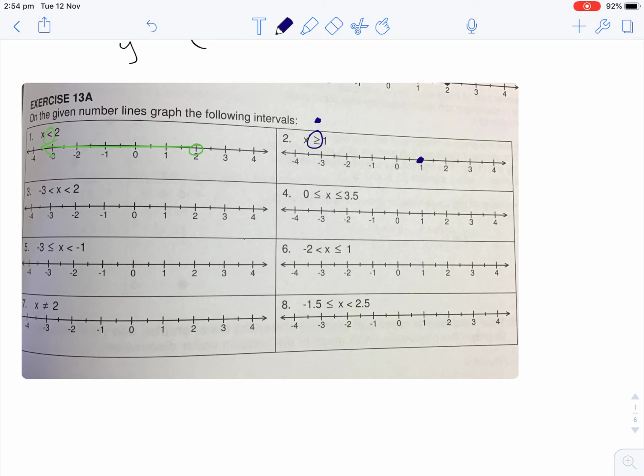So I'd use the closed symbol there. And then x is going to be bigger than that. So I would then take my line out in this direction, so it's going to be bigger than, and again, because it continues forever, I'd put an arrow on the end of that.